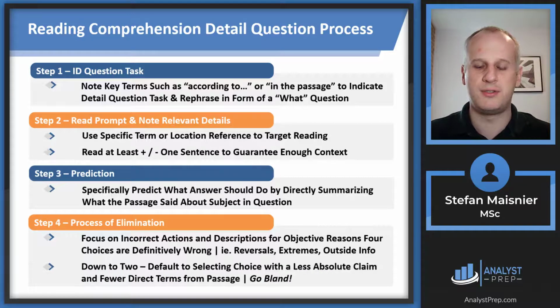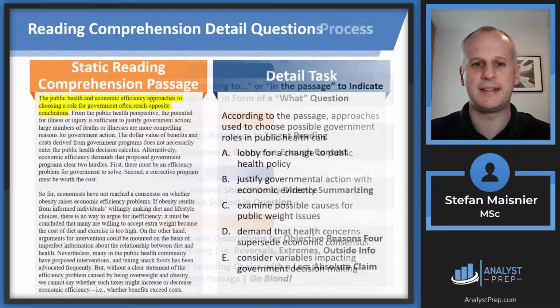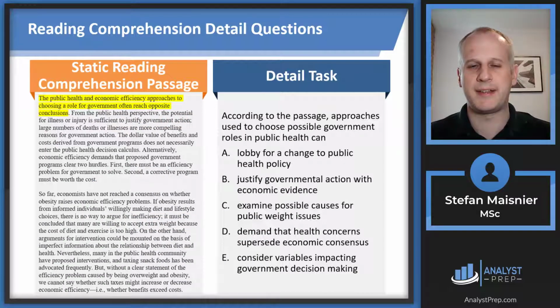And when you're down to 2, remember to default to selecting the choice with a less absolute claim and fewer direct terms from the passage. In short, go with the blander option. So let's go ahead and take a look at our sample passage from an earlier lesson and talk about how to specifically address a detailed question.